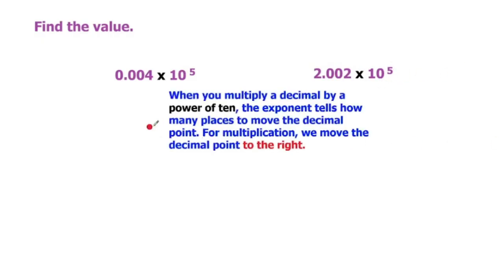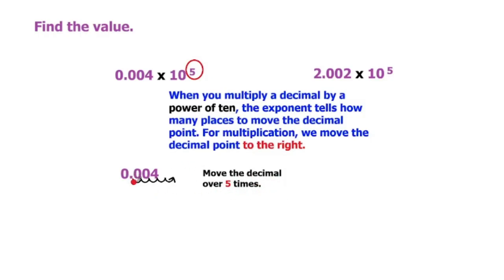So let's start. When you multiply a decimal by a power of 10, the exponent tells how many places to move the decimal point. So for multiplication, we move the decimal point to the right. Okay, we're going to move the decimal to the right. This tells you how many times to move the decimal over to the right. So here we're going to move it 5 times over. Move the decimal over 5 times.